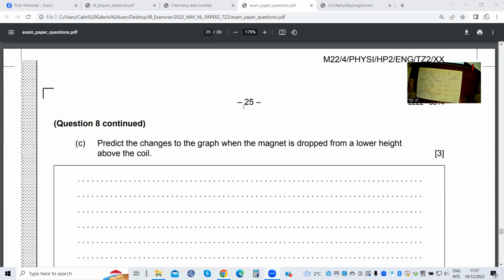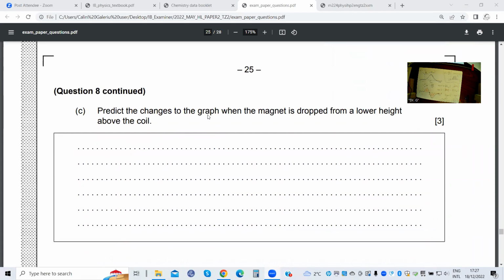Predict the changes to the graph when the magnet is dropped from a lower height above the coil. What happens with the graph when the magnet is dropped from a lower height?